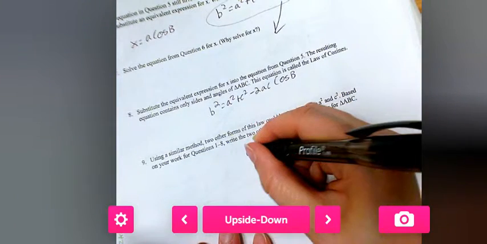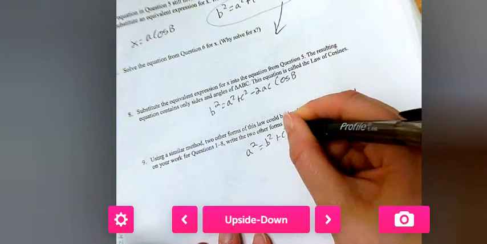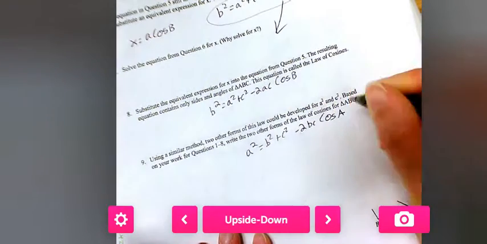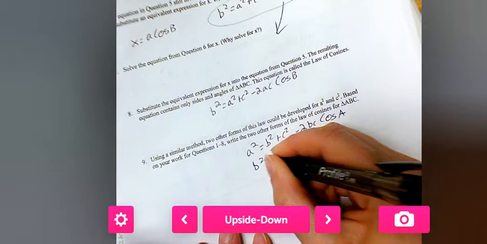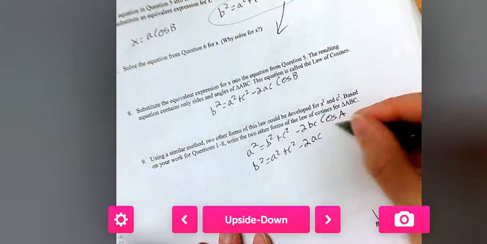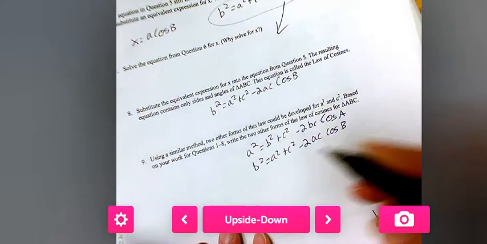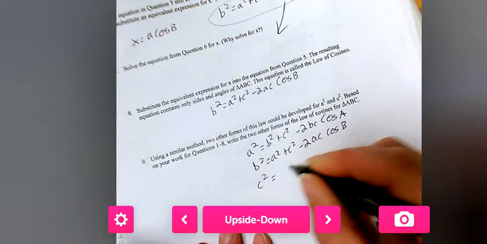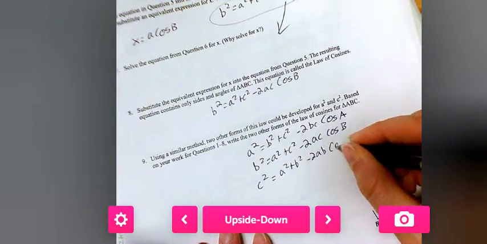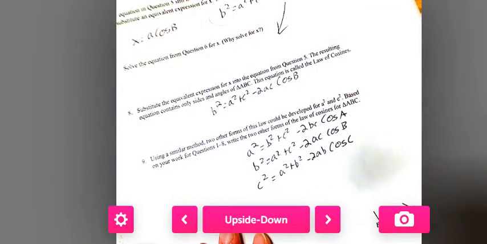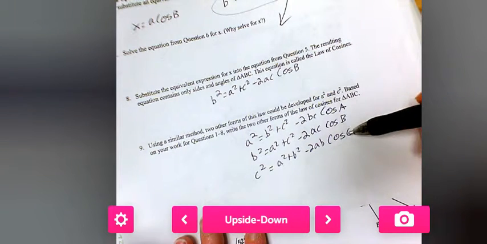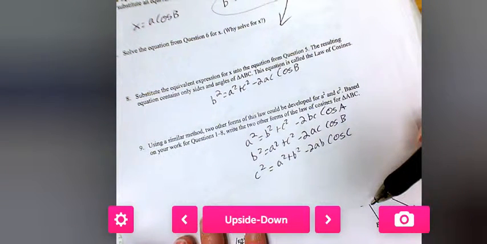We're going to use a squared equals b squared plus c squared minus 2bc cosine a. We're going to use b squared equals a squared plus c squared minus 2ac cosine b. And we're going to use c squared equals a squared plus b squared minus 2ab cosine c. Okay. You can also use these to find angles. So we're going to use these to find angles and to find sides. You guys ready?